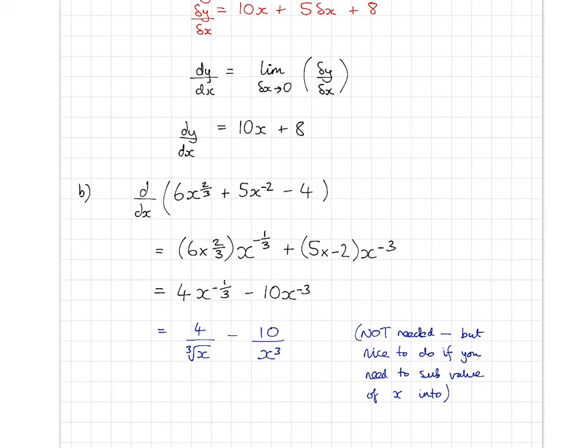And then finally for part B, it says differentiate with respect to x. I'm saying differentiate with respect to x, this thing here. So I times by the power, so 6 times 2/3, and then this power decreases by 1, so 2/3 minus 1 is minus 1/3, and then times by the power, so 5 times minus 2, and then x to minus 3, so minus 2 take away 1 is minus 3.